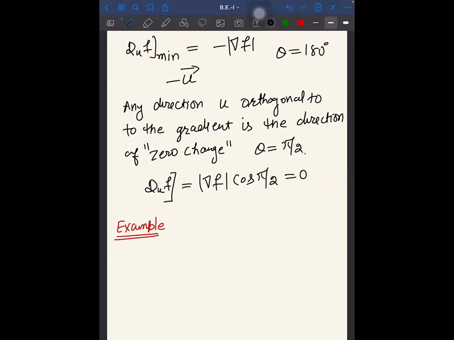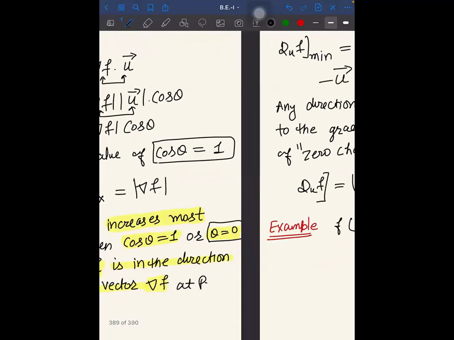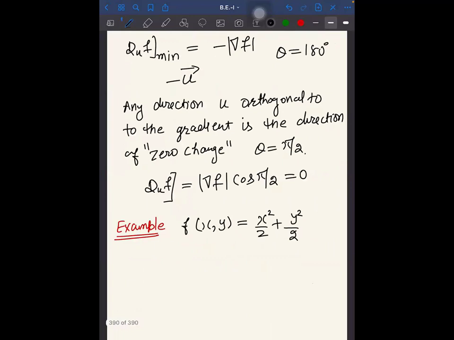So example is we have f(x,y) equal to x square by 2 plus y square by 2, right? So sorry, y square by 2. So we need to address these 3 points which we have done. That means these 3 points are asked in this question.